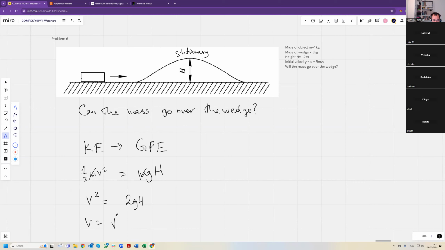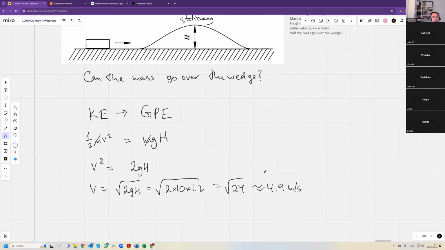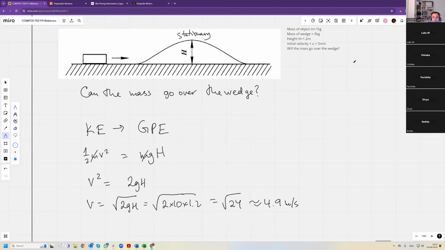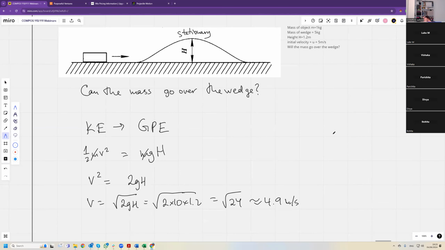and v is equal to the square root of 2gh, and that is the square root of 2 times 10 times 1.2, the square root of 24, which is approximately 4.9 meters per second. In order to go over, you need 4.9, and your speed is 5. So do you think it will? Looks that way, yeah.